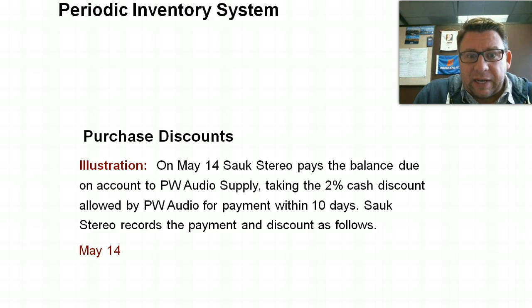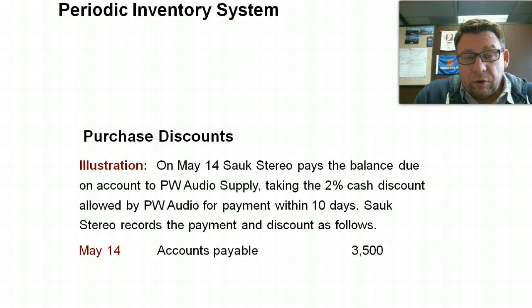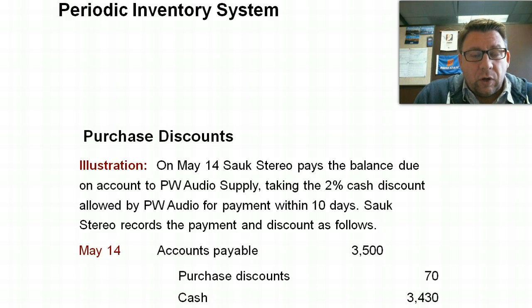If we pay within 10 days and we take a 2% cash discount, we need to remove accounts payable from our books, so we debit that for the $3,500. Again, we're going to credit cash for the $3,430. That's the same number we calculated before. But now, instead of crediting inventory for $70, we credit purchase discounts.